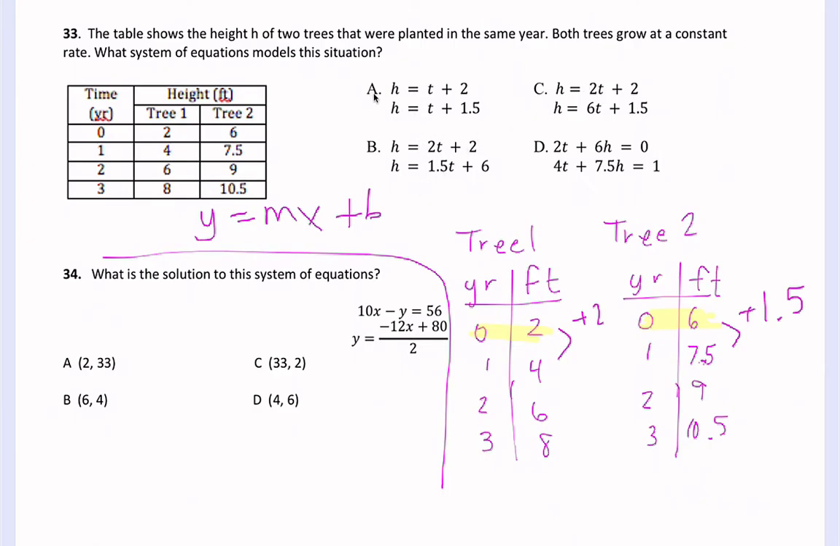So on option A, it says my slope is 1 and the y-intercept is 2. Well, that doesn't match either one because neither one of these trees had a slope of 1, so A is wrong. Let's look at B. On the first equation, it says my slope is 2 and the y-intercept is 2. Well, that matches tree 1.